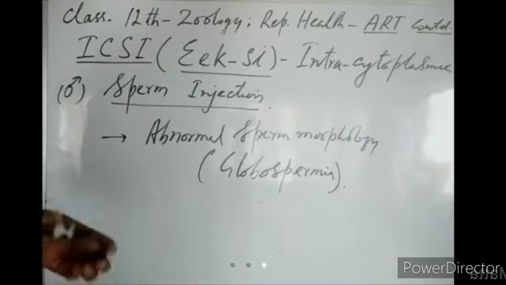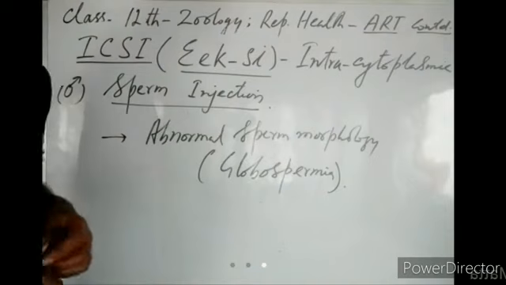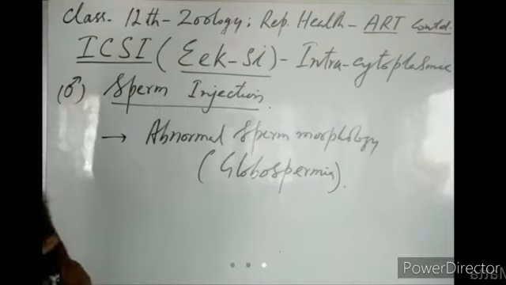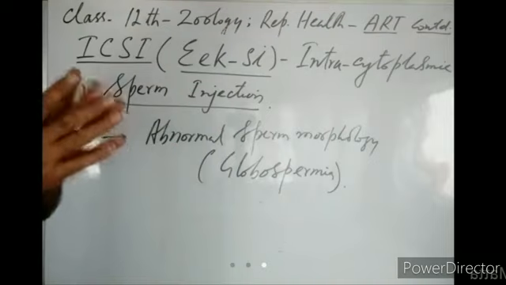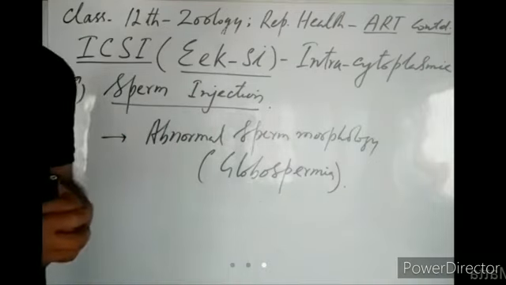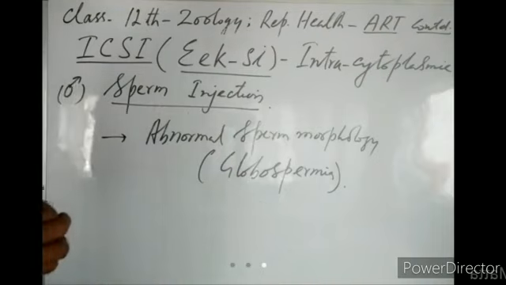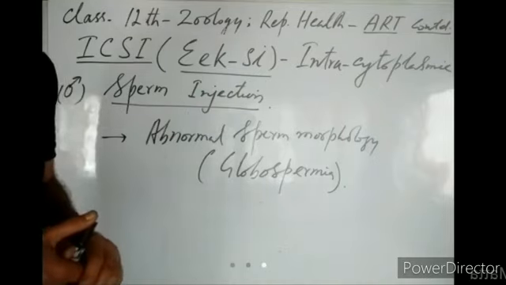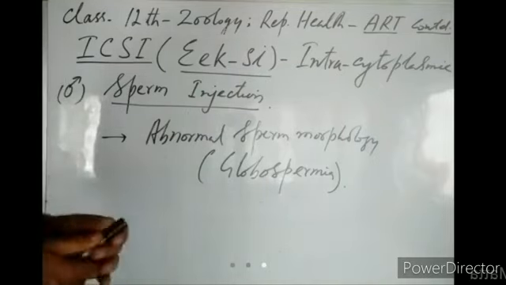We have discussed globospermia. Some males have abnormal sperm morphology. They suffer from globospermia. Their sperms have rounded heads without acrosome. In the absence of acrosome, the sperm cannot penetrate the ovum, right? So this sperm is not able to penetrate the ovum. This causes infertility in males, right?